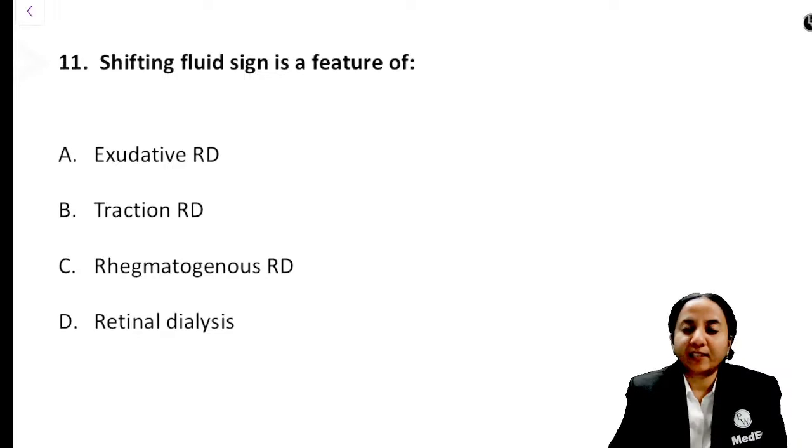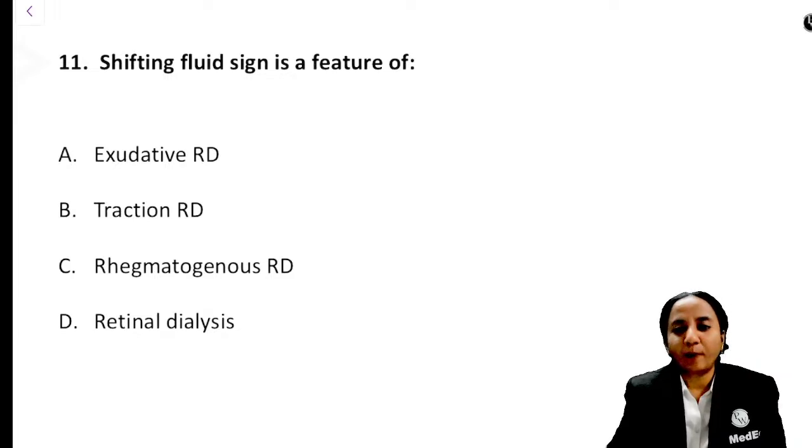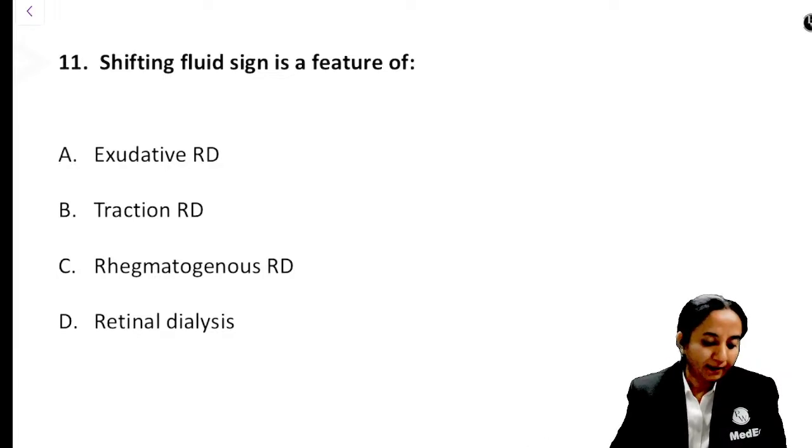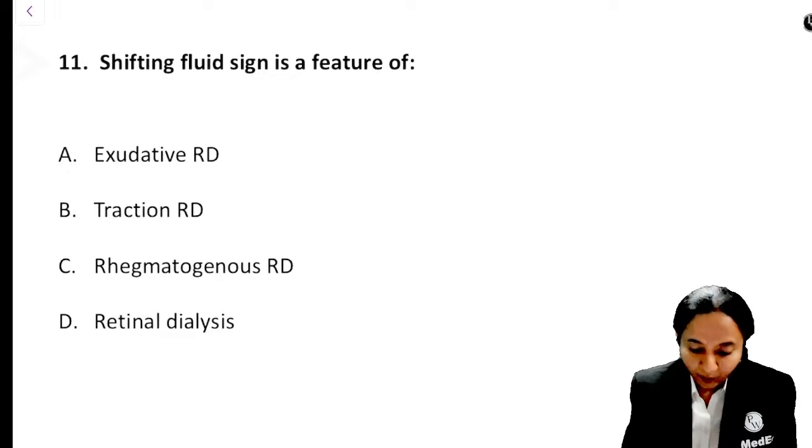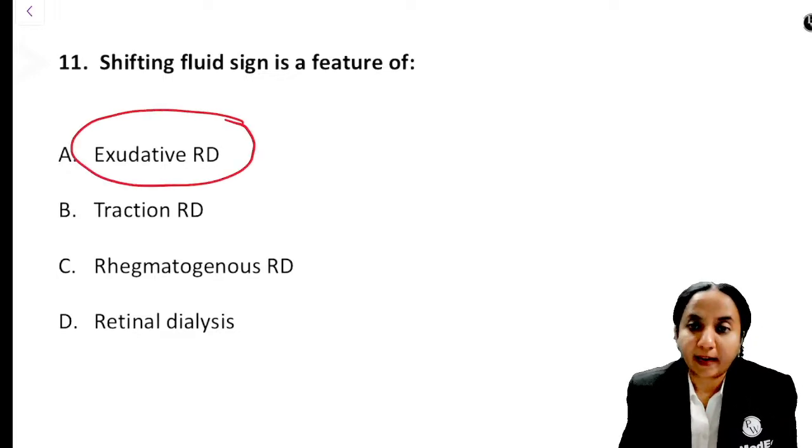Very, very simple question, but I just put this up because I wanted to discuss a couple of other things. Sabko pata hi hoga ki ye kya hai, but I wanted to discuss the treatment options, that's why I thought that we'll discuss this question. Correct. All of you know that the answer to this is exudative retinal detachment, right?